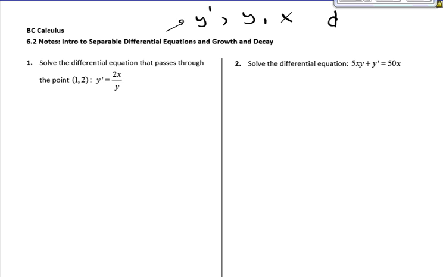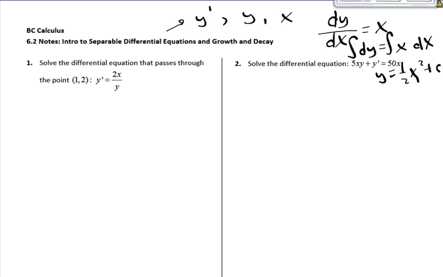So for instance, if I said dy/dx equals x, solve for y. We've done this before where we bring the dx over to the right side of the x, and then to solve for y, you would simply integrate. So then y would be equal to 1/2 x squared plus c. Okay, so that essentially is solving a differential equation.